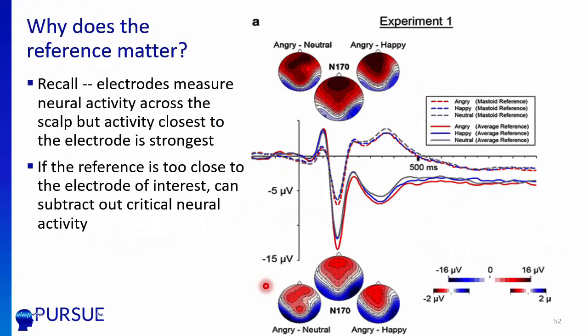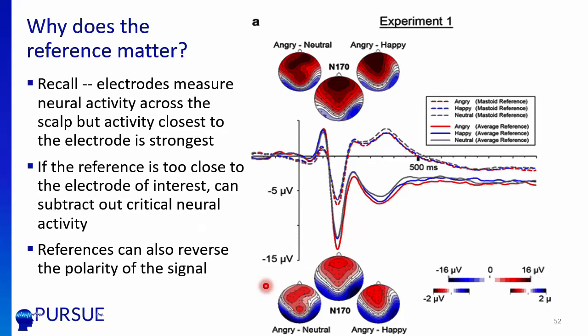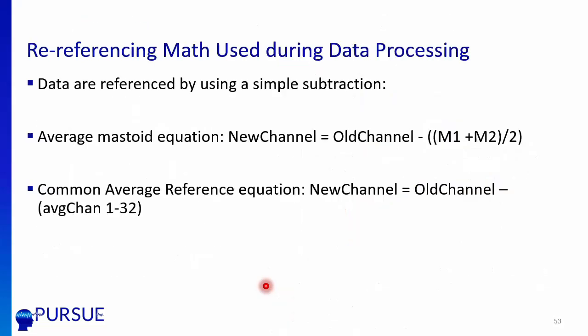And remember, just a refresher, the reference matters a little bit. It's prototypical in memory research to use the average of the left and the right mastoids. References can change things. They can reverse the polarity of the signal. So it's important to use a standardized one, and that's what we do. So the data here is a simple average mastoid equation. You have your new channel, you take the old channel, and you subtract off the average of the 2 mastoids, and then you have your new reference.